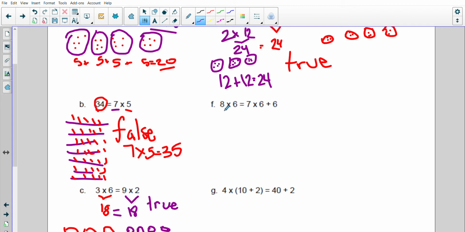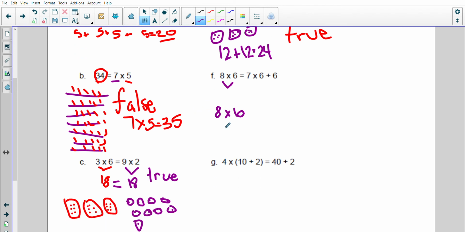All right, take a look down at letter F. 8 times 6 equals 7 times 6 plus 6. All right, so let's take a look at this. I know I have 8 times 6, and I can always draw a picture if I don't remember, another strategy if I don't remember my math facts, but I can also use the distributive property.